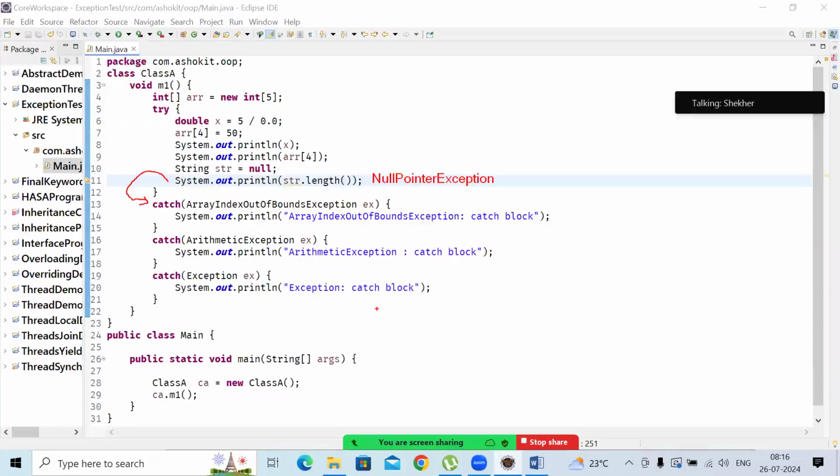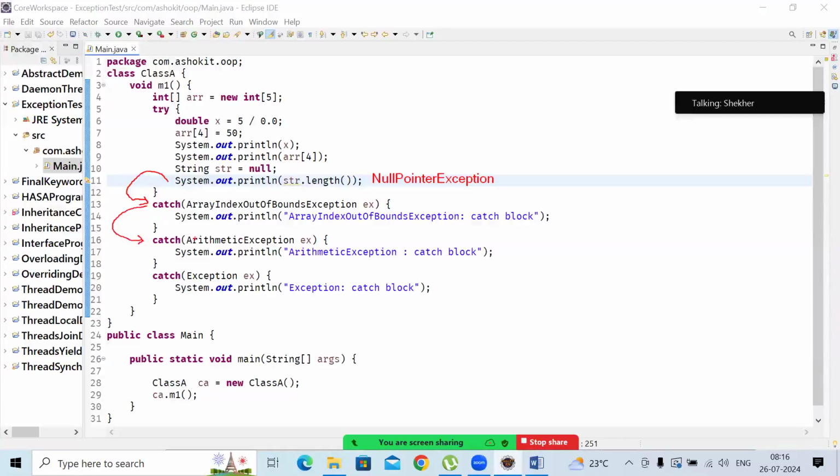What is the parameter of this first catch block? ArrayIndexOutOfBoundsException. But what is the exception that actually occurred? What's the exception raised? Null pointer exception is raised. We say the word raised. So from line number 11, null pointer exception is raised. First, control jumps to the nearest catch, the first one. What is the parameter type? ArrayIndexOutOfBoundsException. Both are not matching. So the control jumps to the next catch block.